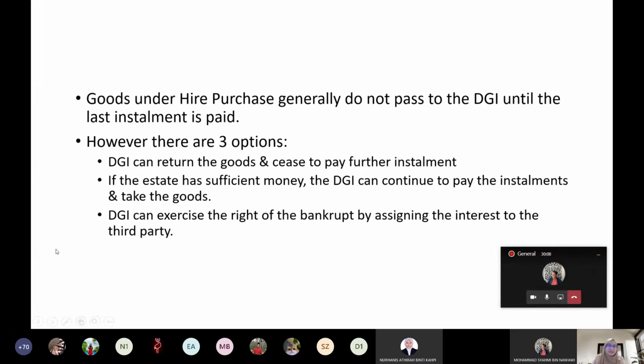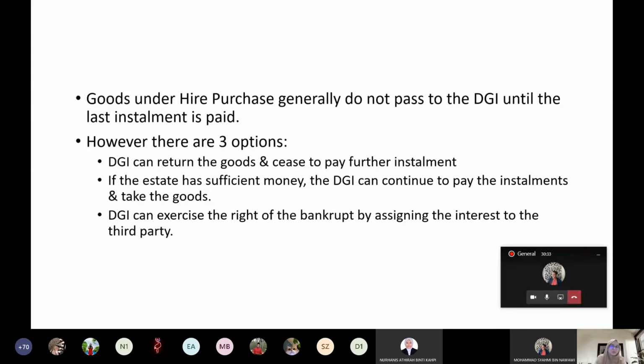Okay, and then if the estate has sufficient money, estate meaning the property of the debtor, the bankrupt person, the DJI can continue to pay the installment and take the goods. Yeah? So the goods will continue to remain with the DJI. Okay, and then the third one is that the DJI can exercise the rights of the bankrupt by assigning the interest to a third party.